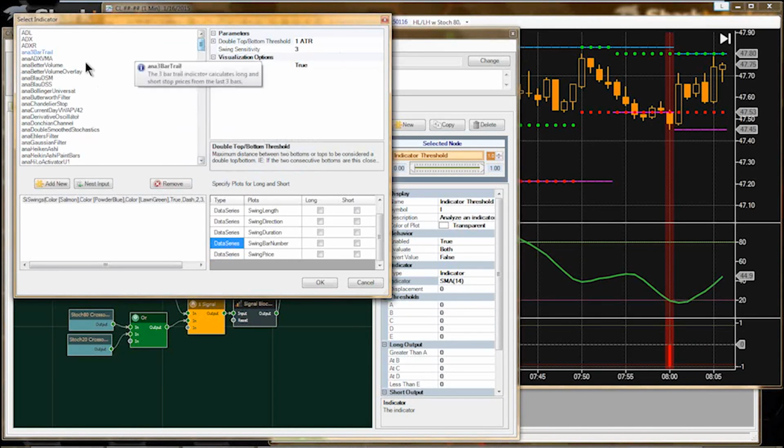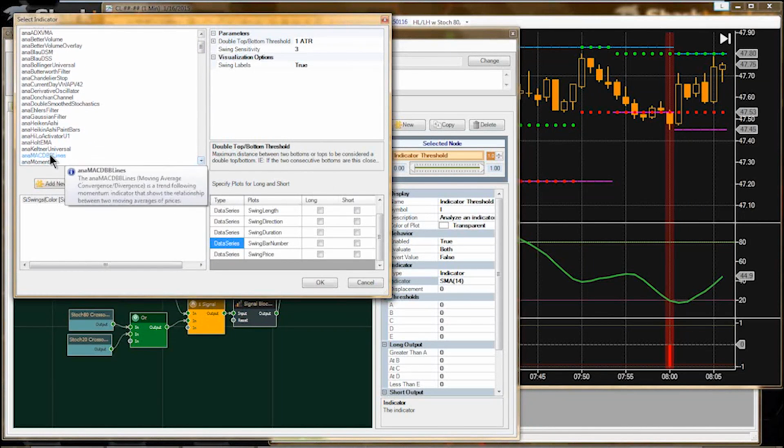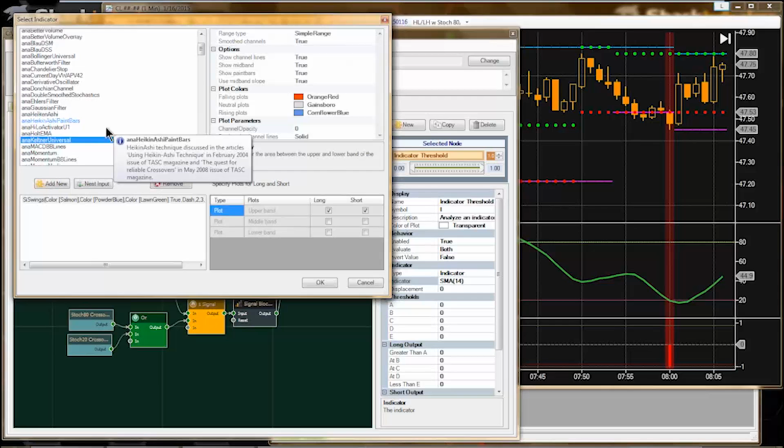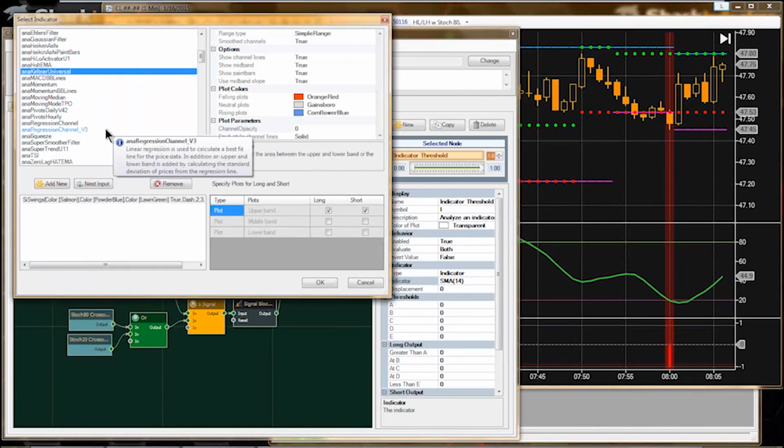Let's see. I think there are some indicators that do that. Some public ones. So some of these ANAs here. Let's see, which ANA indicator is it?